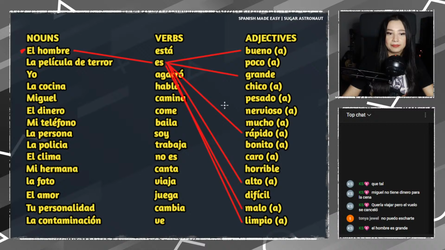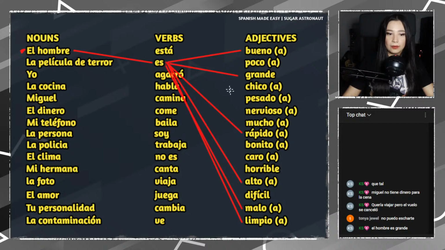Also, the man is... I wouldn't say bonito because usually you're kind of saying the man is cute. I mean, you can say it, but in Spanish, usually you say guapo, handsome. But yeah, bonito is more like cute, something cute, pretty. So I think we have quite a few sentences here with the noun el hombre.